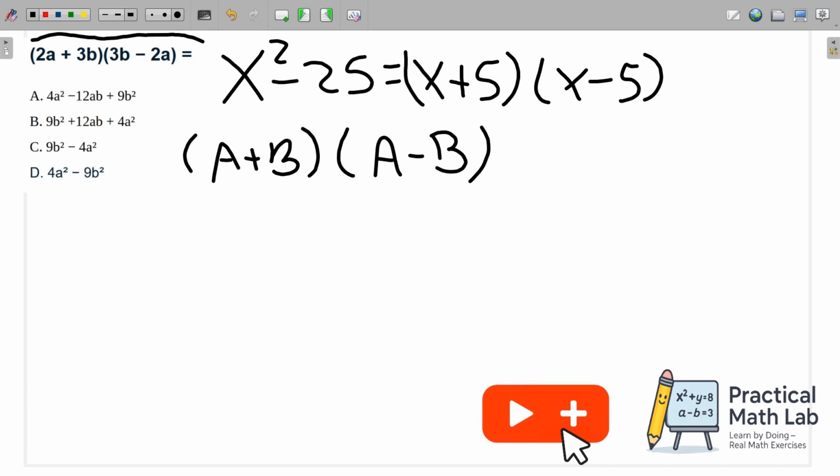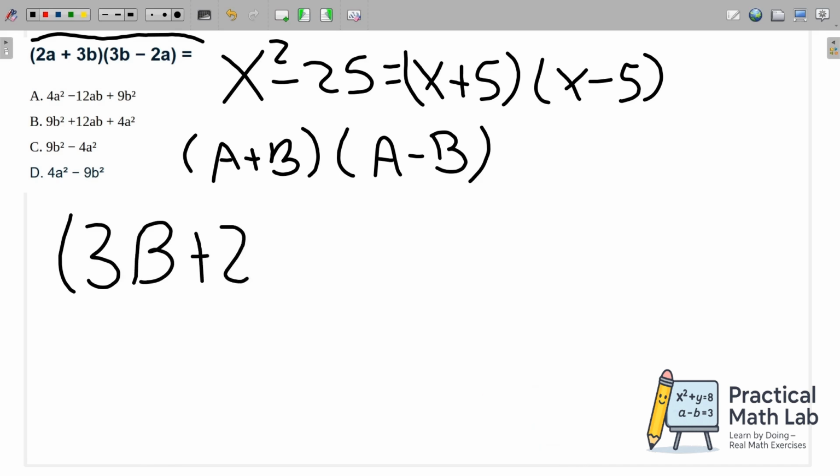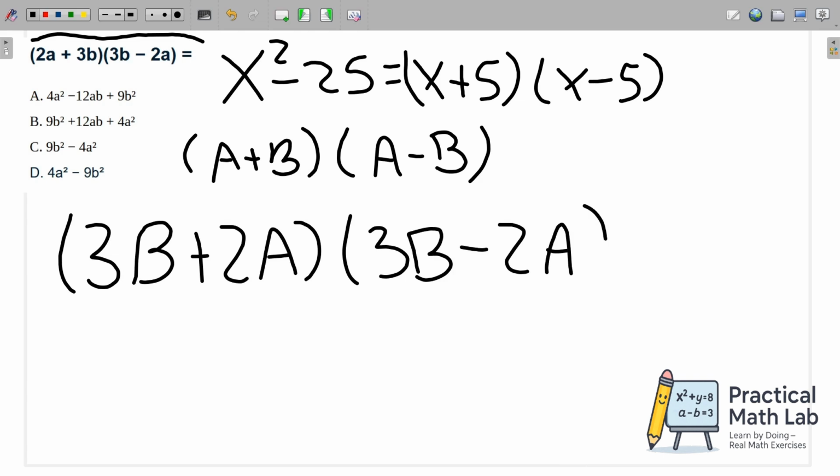Let's go here, organize, put it in order, with the 3b in front of the 2a. 3b plus 2a. 3b minus 2a. So what is this here? A plus b, a minus b. So how do you solve this?